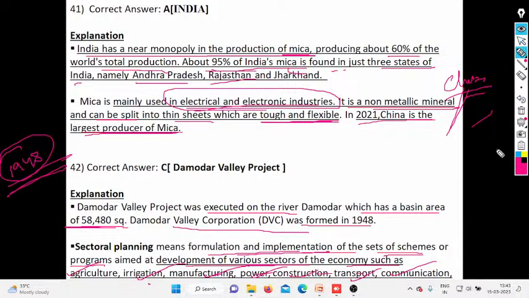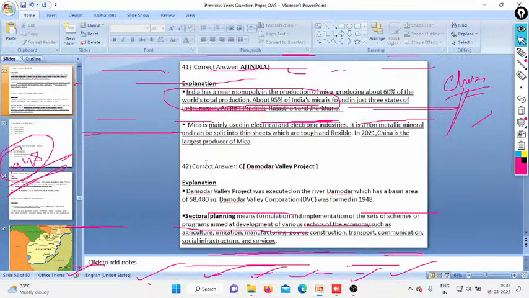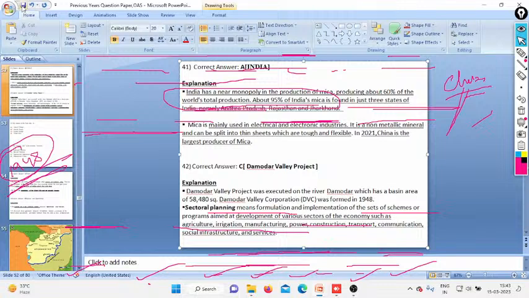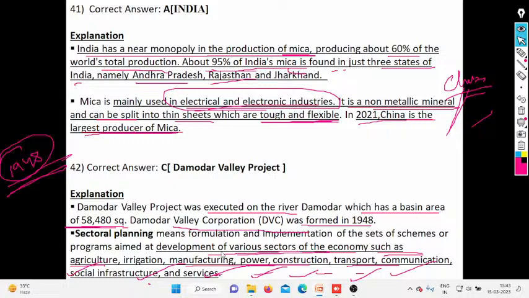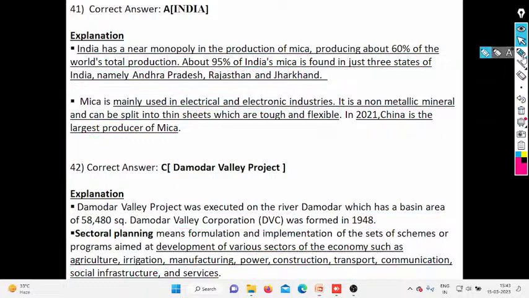Damodar Valley. I would comment on this once. And social infrastructure and services particularly.